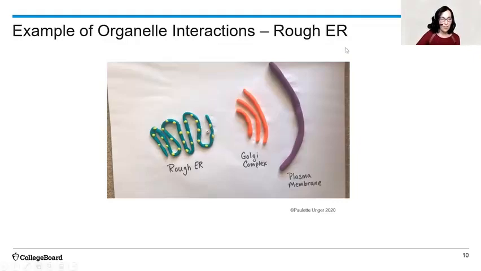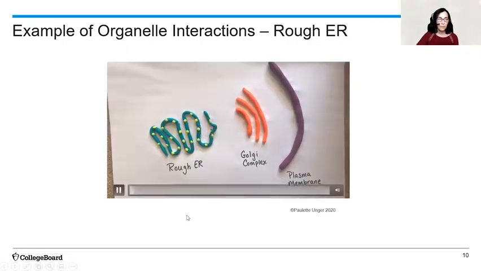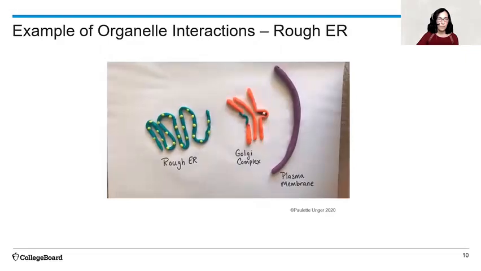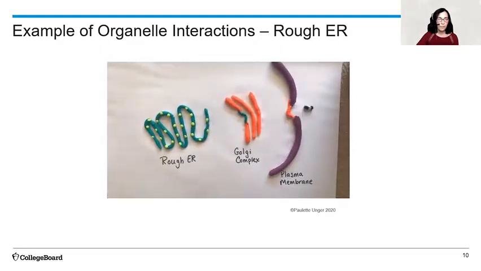So here we have the rough ER in this video, and the dots represent the ribosomes, and there's a protein in there that was made from those ribosomes. We have the Golgi and the plasma membrane. So as you watch, take notice of how the protein is shipped using membrane-enclosed vesicles from the rough ER to the Golgi, and then from the Golgi, where it gets modified, to the plasma membrane. So there you have it. So you have a lot of interactions between these different cell parts through the use of vesicles.